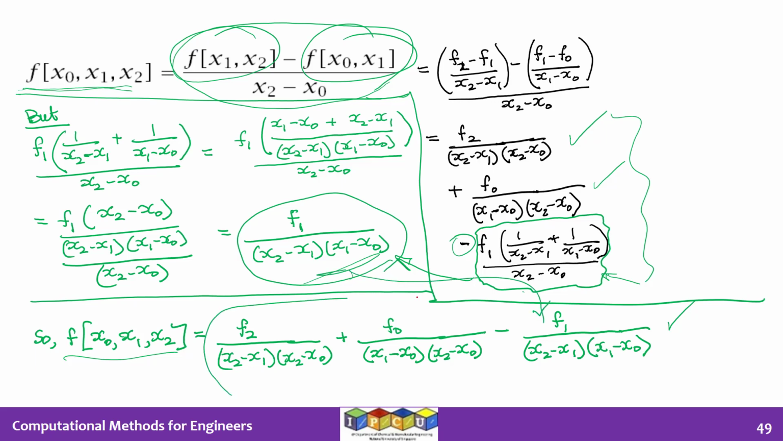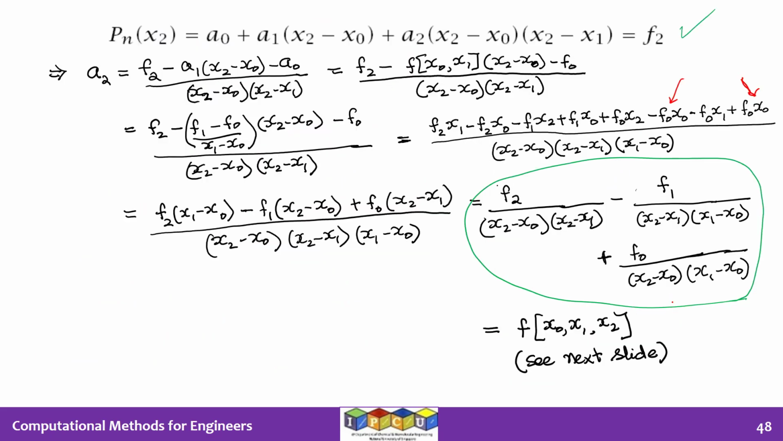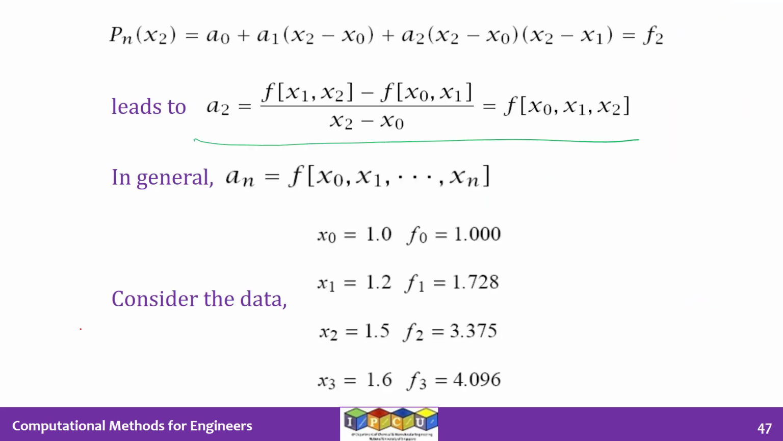So I was able to show the second divided difference is equal to this, which exactly matched with my simplification of this expression for A2 from this equation. So I was able to come from both sides and show that A2 is nothing but the second divided difference. Now let's look at this particular problem, which I just touched upon at the beginning of this presentation.